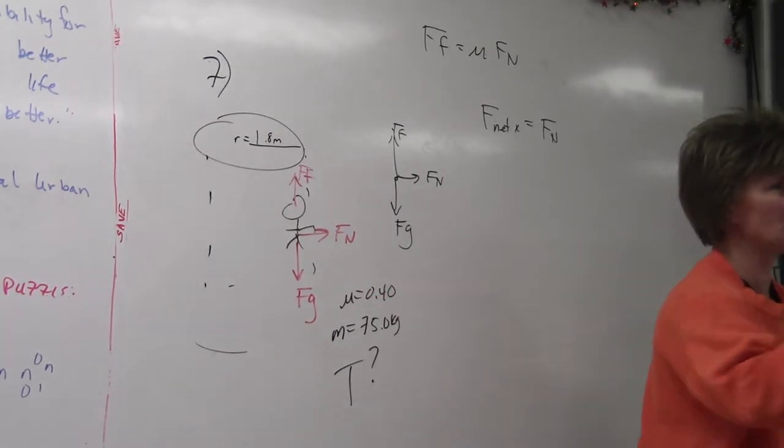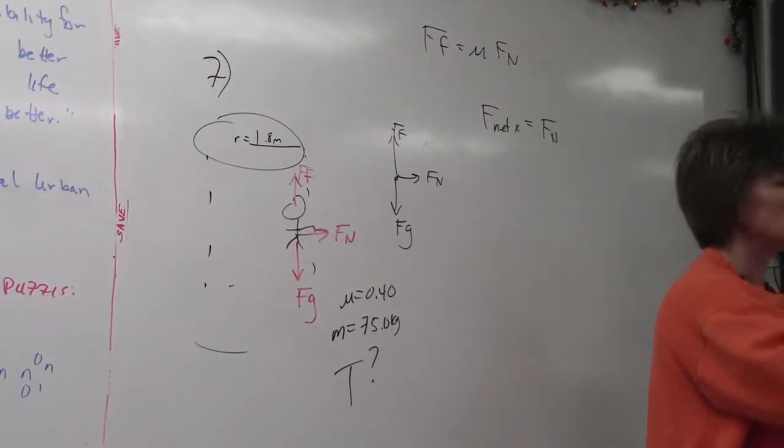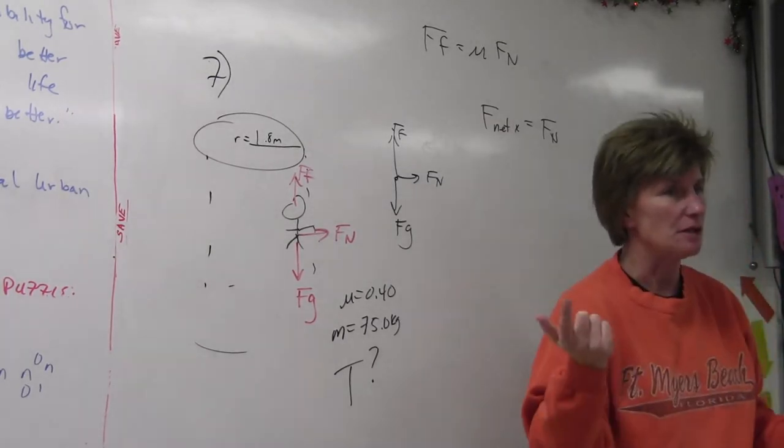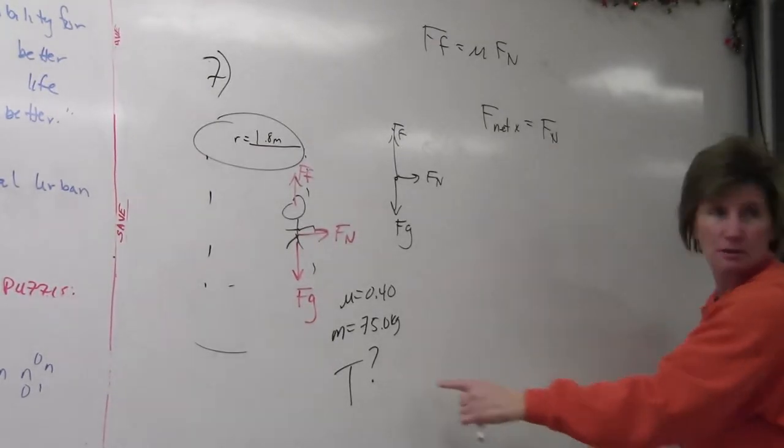People are moving in this direction. The ride is spinning in this direction. Again, what is that telling you about acceleration? It's in the x. So is this equal to mv squared over r, or do we want period?